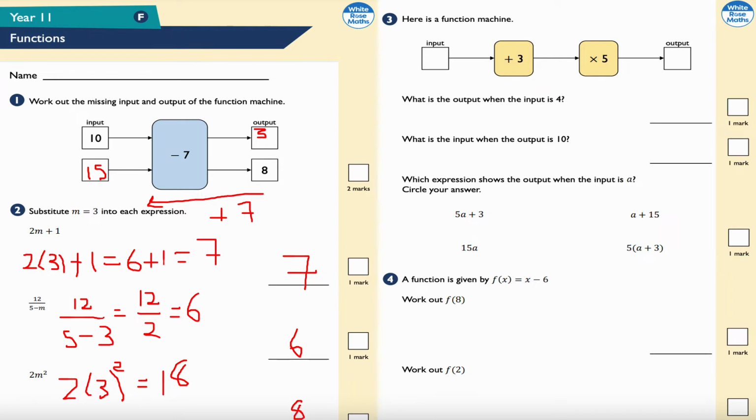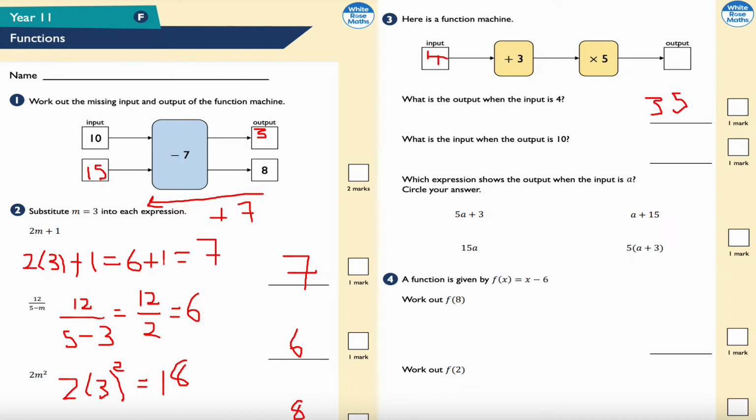Okay, this is question number 3. Here is a function machine. We've got an input, add 3, times 5, and we get an output. What is the output when the input is 4? So when the input is 4, I have 4 plus 3, which is 7. 7 times the 5 is 35.